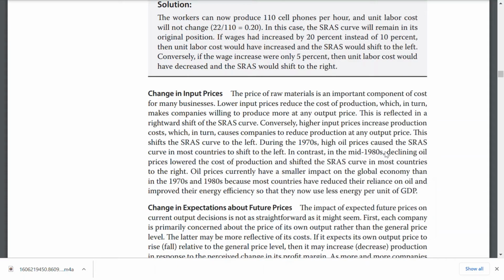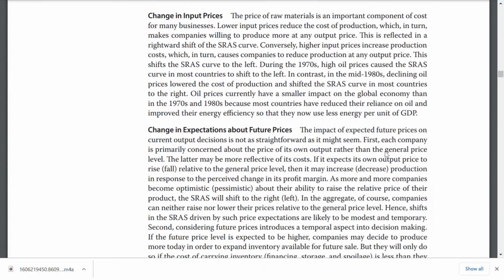Anyways, during the 1970s, higher oil prices caused the SRAS curve in most countries to shift to the left. In contrast, in the mid-1980s, declining oil prices lowered the cost of production and shifted the SRAS curve in most countries to the right. Oil prices currently have a smaller impact on the global economy than in the 1970s and 80s because most countries have reduced their reliance on oil and improved their energy efficiency, so that oil is now less of a factor per unit of GDP.